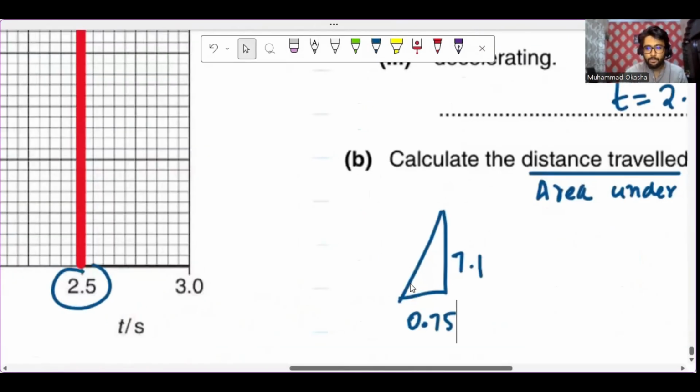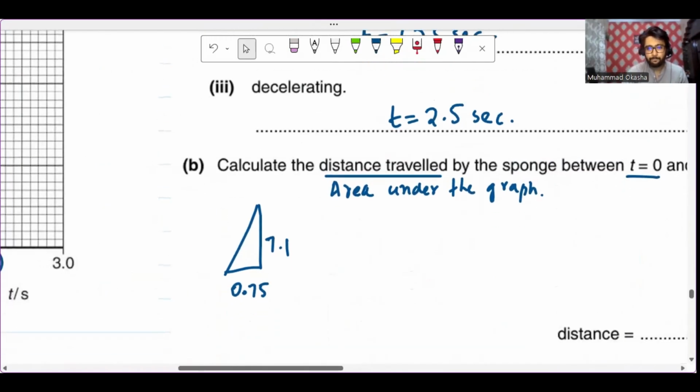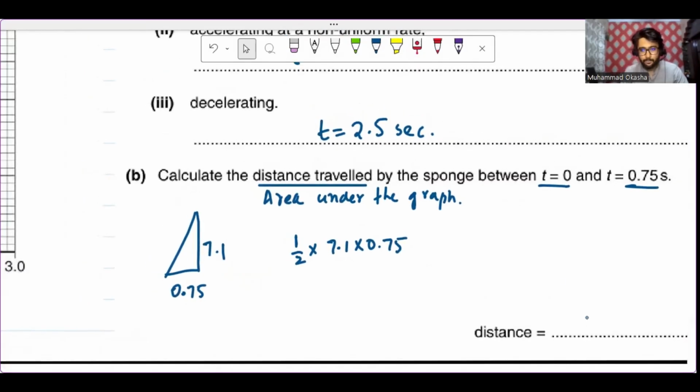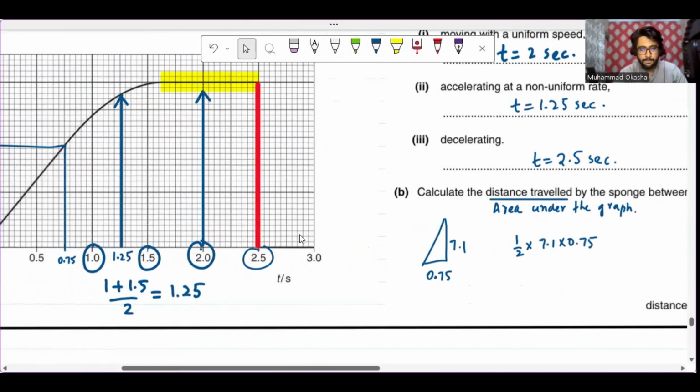Let's calculate the area of this triangle: 1 over 2 multiplied by 7.1 multiplied by 0.75. Let's work it out. 7.1 multiplied by 0.75 divided by 2. I'm getting 2.66 meters. 2.66 meters should be your answer.